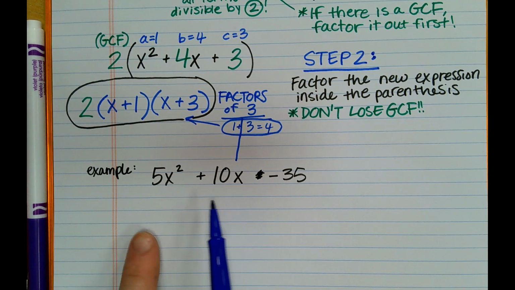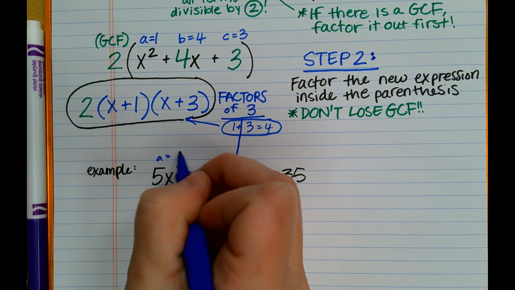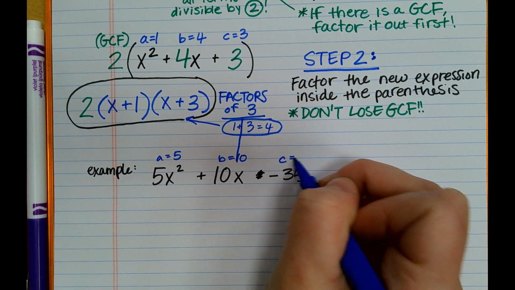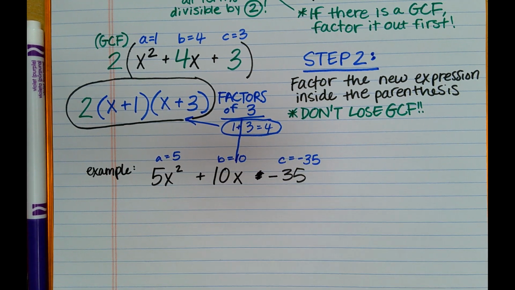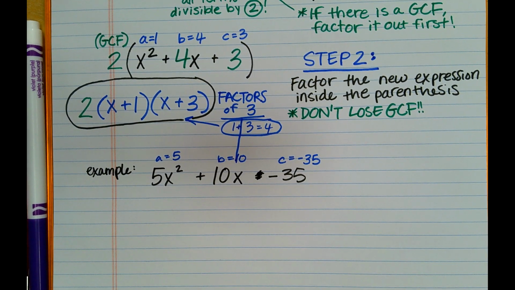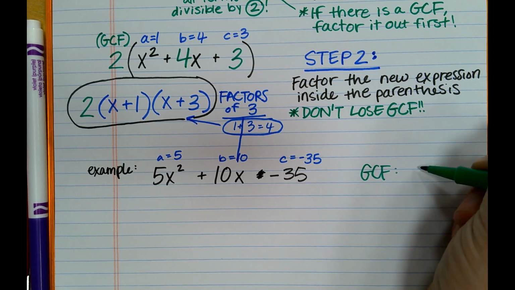Okay. So, what's my A? 5. What's my B? 10. What's my C? Negative 35. Okay, what's my step 1? What do I do? One of your greatest common factors. Yeah, let's find our GCF, our greatest common factor. Is there a greatest common factor here? 5. Yeah. Our GCF is 5.